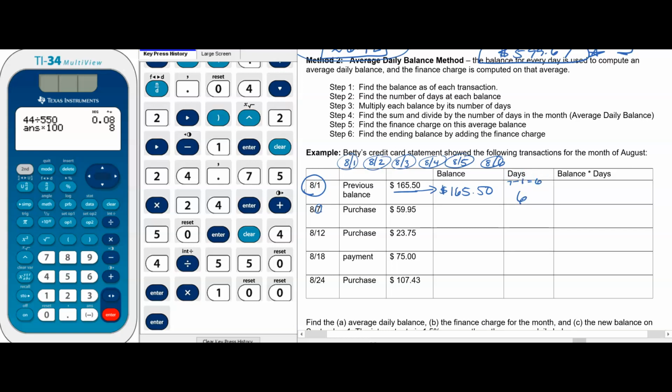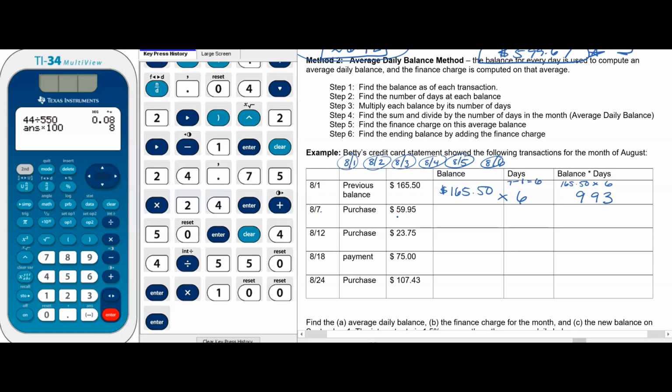And then balance times days, you're going to multiply 165.50 times 6. You multiply these two numbers. Okay, we multiply those and we get $993.